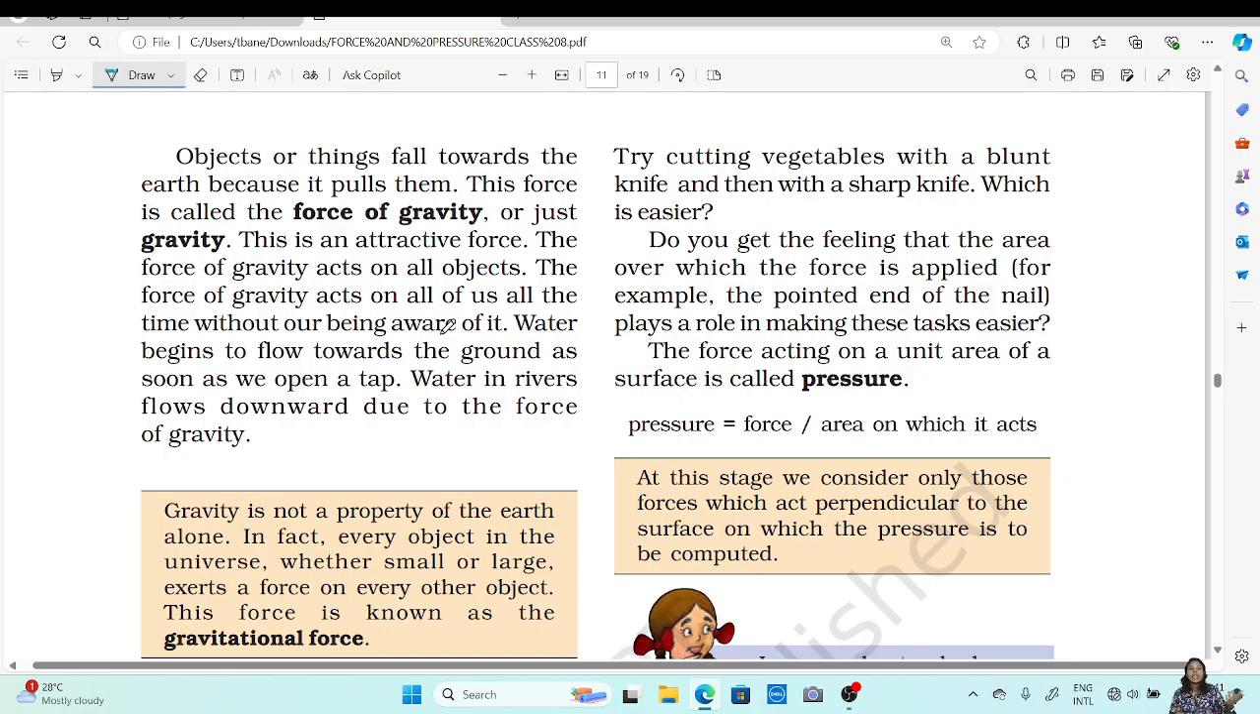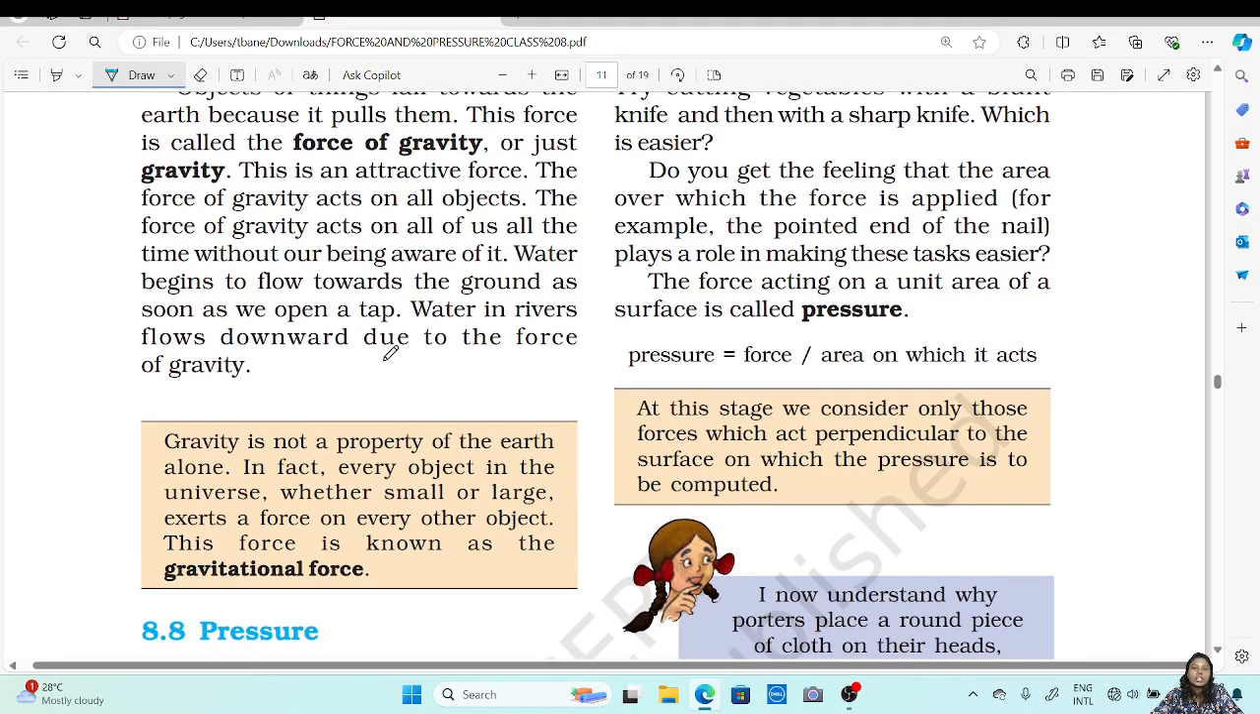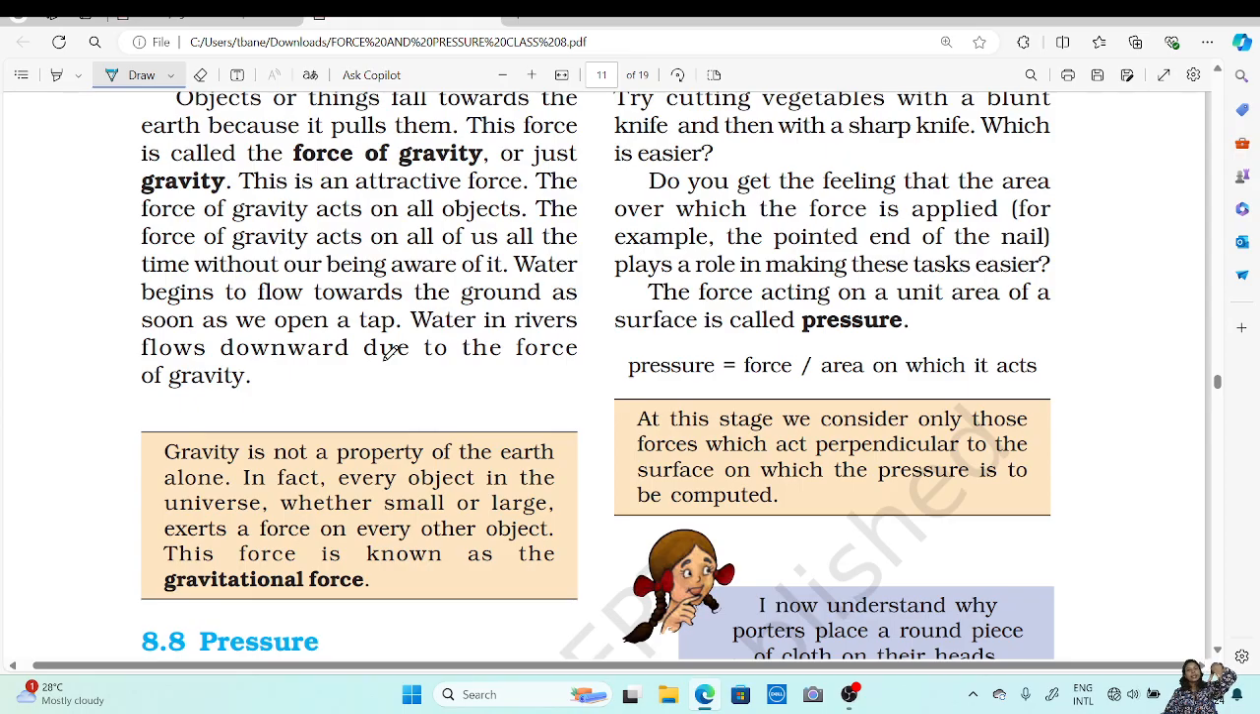In that case, we see astronauts, in space there is no gravity. That's why they keep floating, or their things are always in motion, floating unevenly in the air. Here it is not that case. Here everything settles to the ground because there is the force of gravity, some kind of attraction from the earth that pulls all of these things to the ground. Water begins to flow towards the ground as soon as we open a tap. Water in rivers flows downwards due to the force of gravity. Now when you turn on the tap, does the water go upward? No, it goes downward. Why? Because there is the force of gravity that comes from the earth.